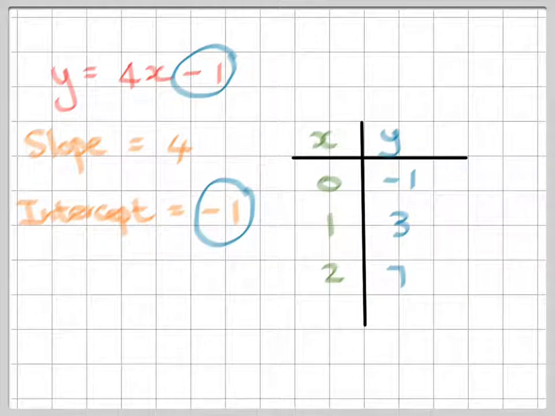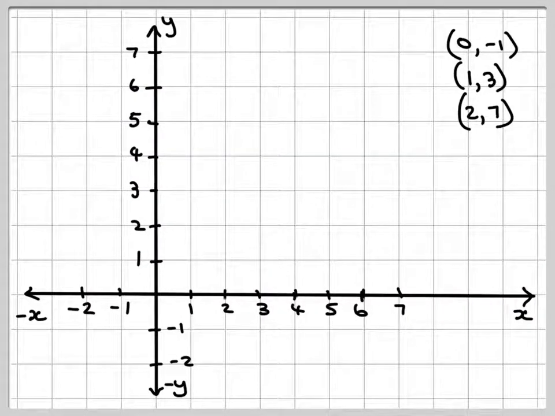Okay, so let's go look at it on the graph. So we know it's going to cut here, minus 1. Okay, and let's plot these points that we had there. It was 0, minus 1. So x is 0 and y is minus 1, so that we have. Okay, then we have 1 and 3. So x is 1, y is 3. And then we have 2 and 7. x is 2 and y is 7.